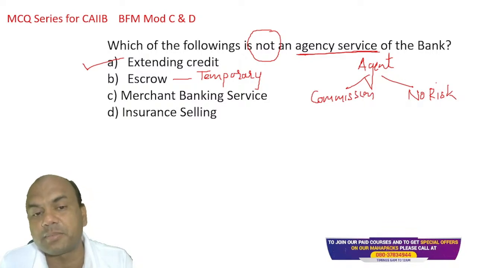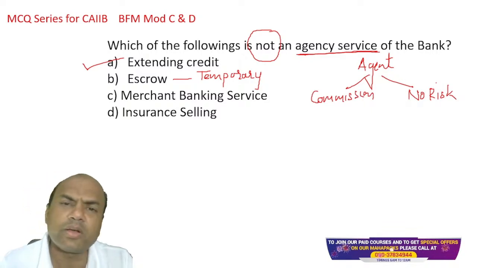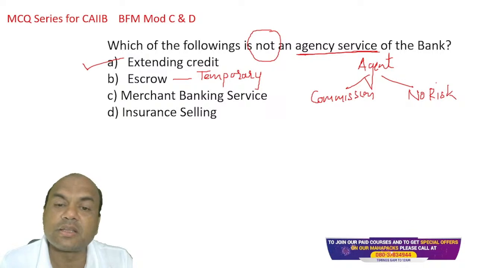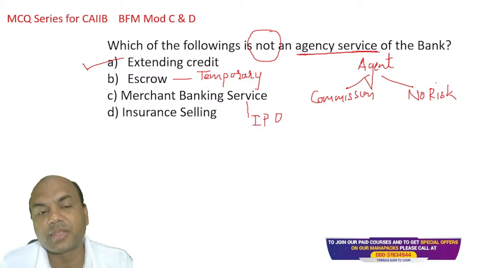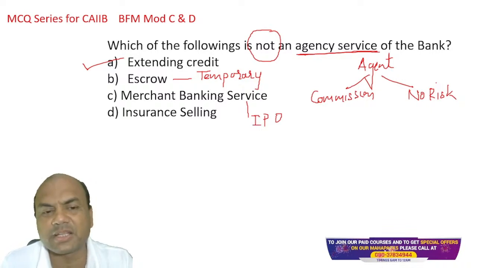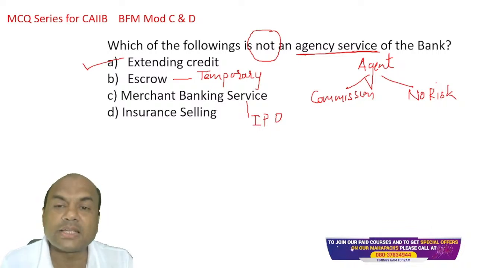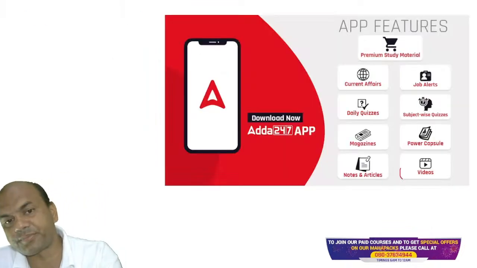Your bank gets a commission. Where do you get merchant banking services? We generally give this in IPO. It doesn't come to you at a retail level. It goes at a corporate level. Insurance selling. This comes to you. You also do the same thing, right? So not an agency service is extending credit.